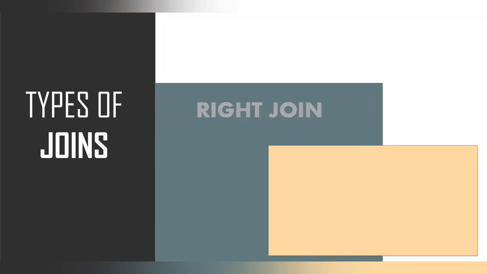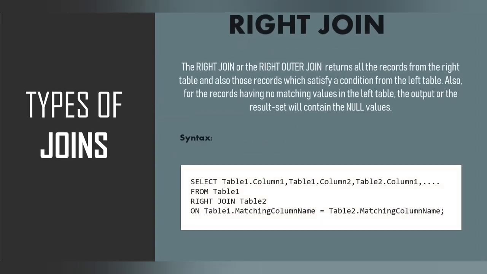Now let's move forward to the next type of join, that is the right join. So the right join or the right outer join returns all the records from the right table and also those records which satisfy a condition from the left table. So I know guys, this sounds quite similar to the left outer join. Yes, it definitely is. The only difference between both of them is that the right outer join returns all the records from the right table and also the records which satisfy a condition from the left table. Coming to the left outer join, the left outer join returns all the records from the left table and also those records which satisfy a condition from the right table. So it's just vice versa of both of them. And also, the records which have no matching values in the left table, the output or the result set would contain the null values. So guys, that was about the right join.